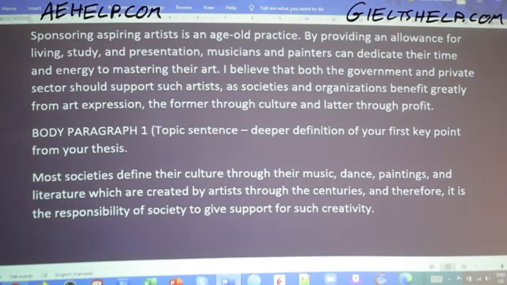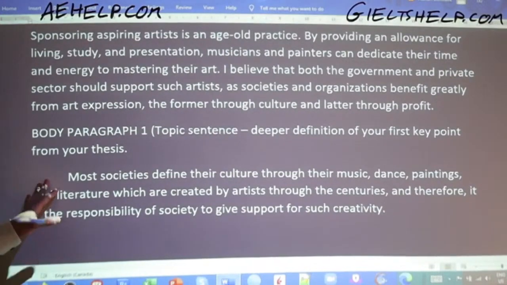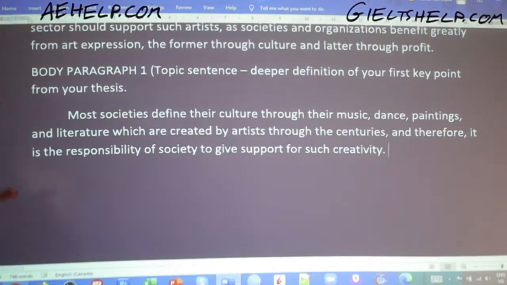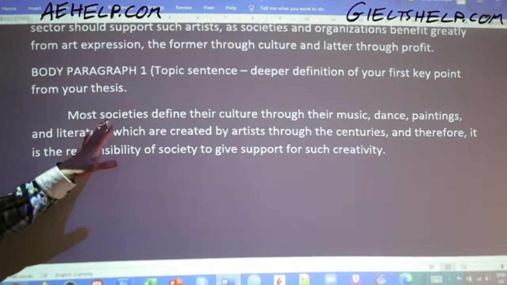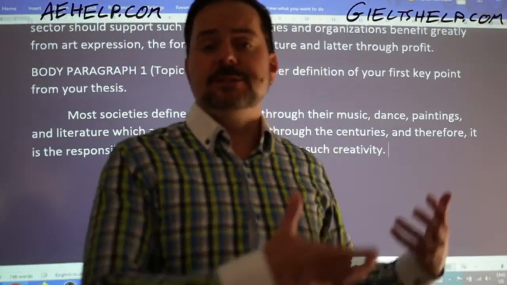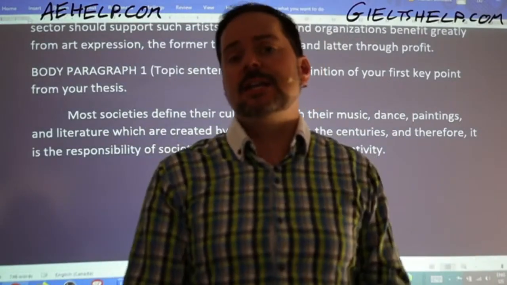All right. There is my topic sentence, which I feel is a bit of a deeper definition of what I mean by culture being driven by artists or being created by artists, and therefore it's society's responsibility to support such art. Okay. So here, instead of saying government, I basically say societies. Why? Because, well, logically, governments represent society. Government is the controlling element of society, right?